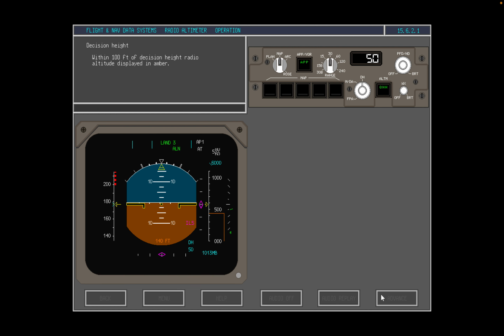When the aircraft descends to a radio altitude within 100 feet of the decision height, the digital display of radio altitude is shown in amber. When the aircraft reaches the decision height, then DH is annunciated. This annunciator will flash for 3 seconds. The lower the altitude, the smaller the increments of the digital display.